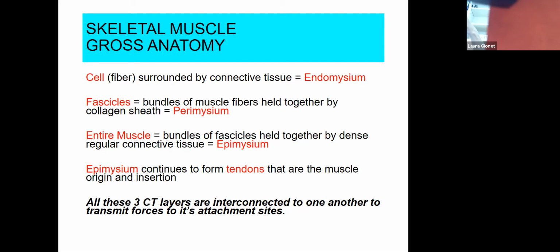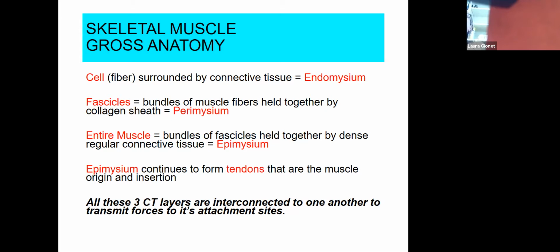Then we can take hundreds of cells and group them together and put a connective tissue layer around them so they stay as a unit. That unit is called a fascicle, and the connective tissue that surrounds it is the perimysium. Then we can take a bunch of fascicles and wrap a connective tissue layer around it, which goes around the entire muscle, right? And that's called the epimysium. The epimysium is that outer connective tissue layer that continues and forms the tendons, which attach the muscle to the bone at the periosteum.